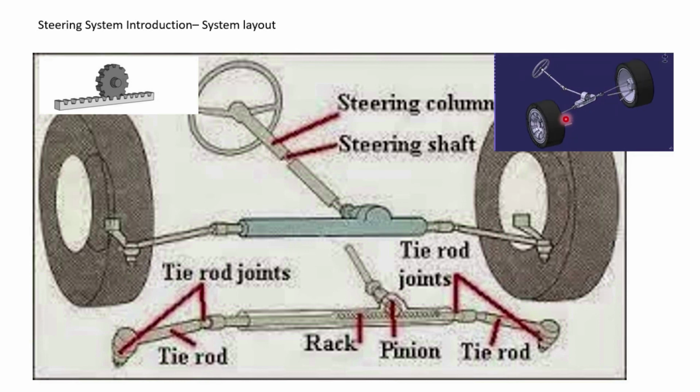This is a small animation about the steering. You can see how it works. The circular motion is converted into linear motion because of this rack and pinion arrangement, and as these tie rods are connected to the wheels, they move like this.